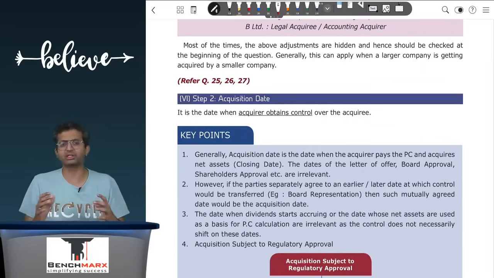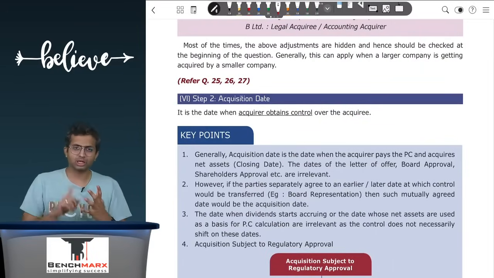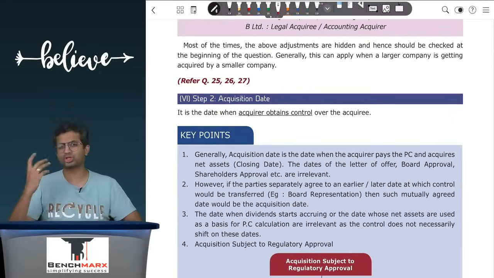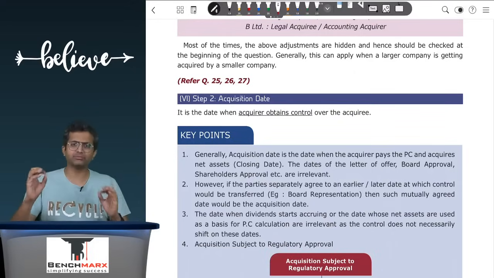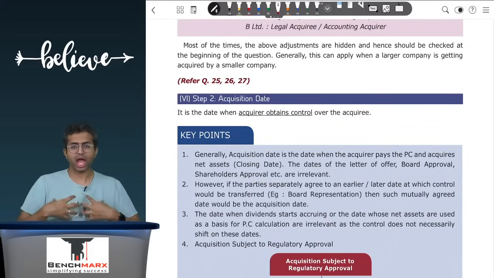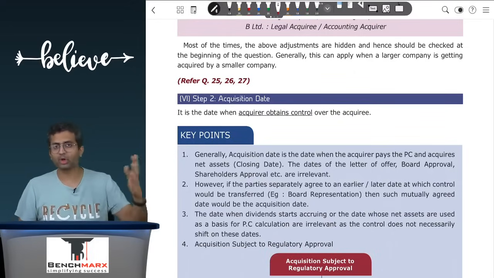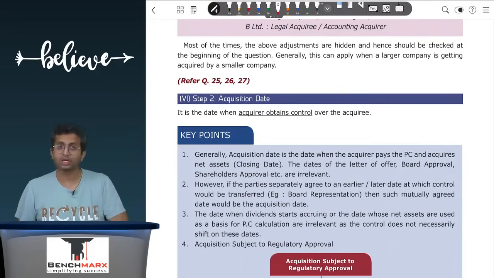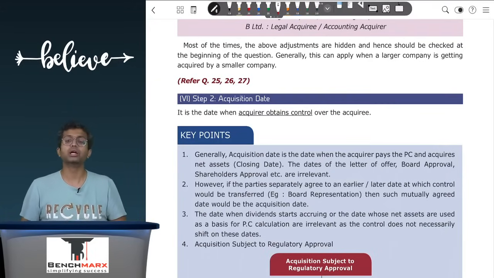There can be various dates in the acquisition process, like the term sheet, the binding offer, the date when the board approves, or shareholders approve. Basically, the date when, as an acquirer, I can appoint people on the other company's board and direct the relevant activities is considered to be the acquisition date. All other dates are irrelevant.